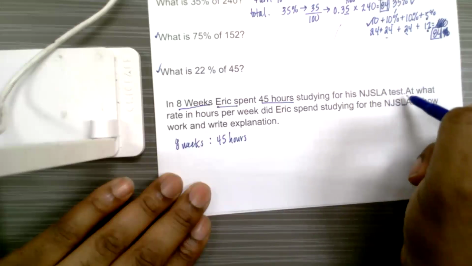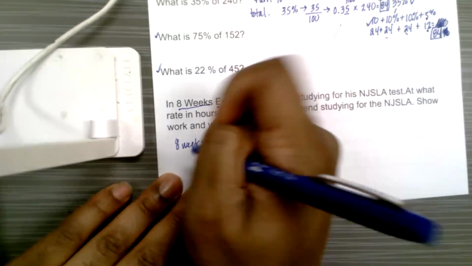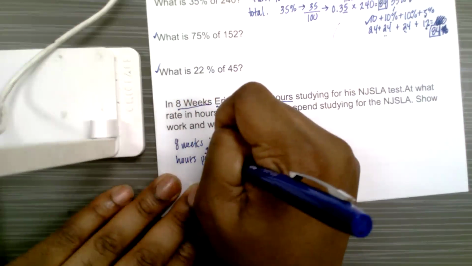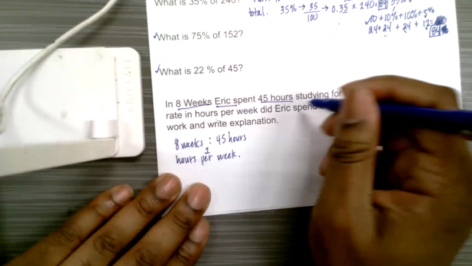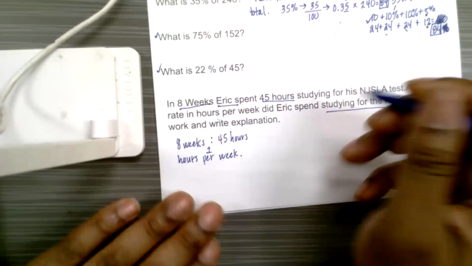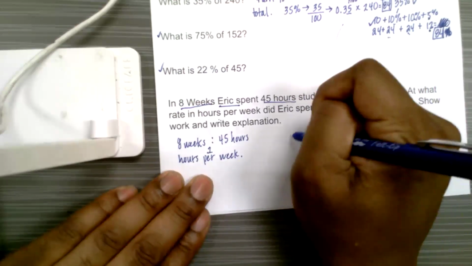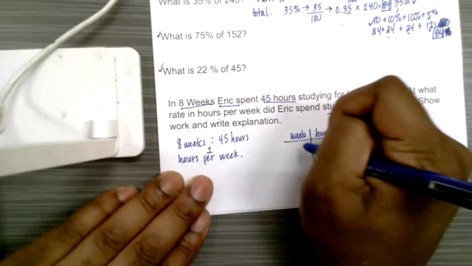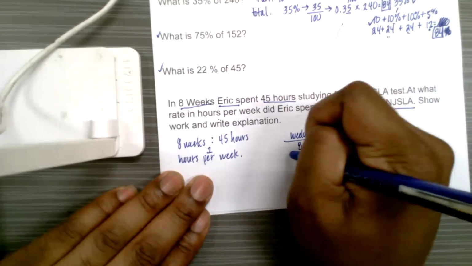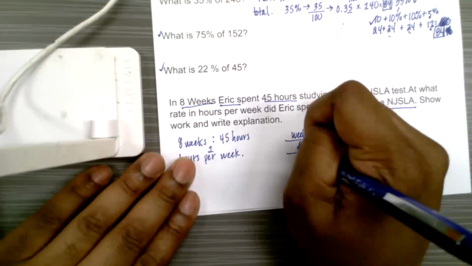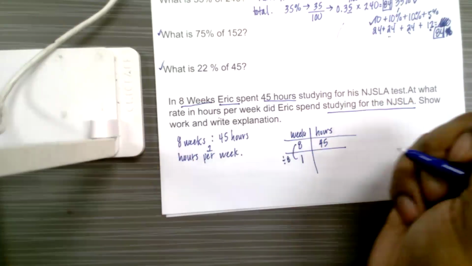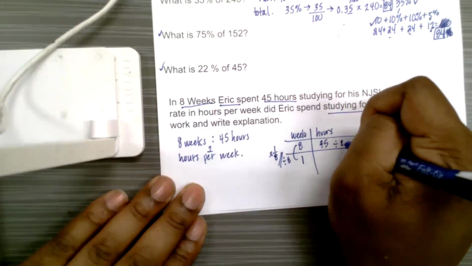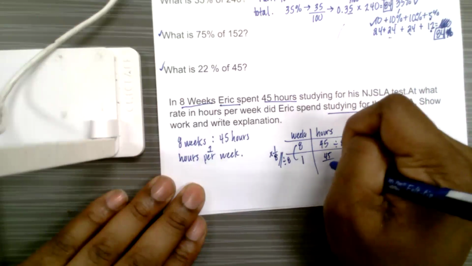Studying for his NJSLA test. At what rate in hours per week did Eric spend studying for the test? Show your work. So I'm comparing weeks to hours, and I always put the ratio I know. I know in 8 weeks he spent 45 hours, and I'm trying to figure out in 1 week. So I divide by 8 or multiply times 1/8. 45 divided by 8 is 45 over 8.